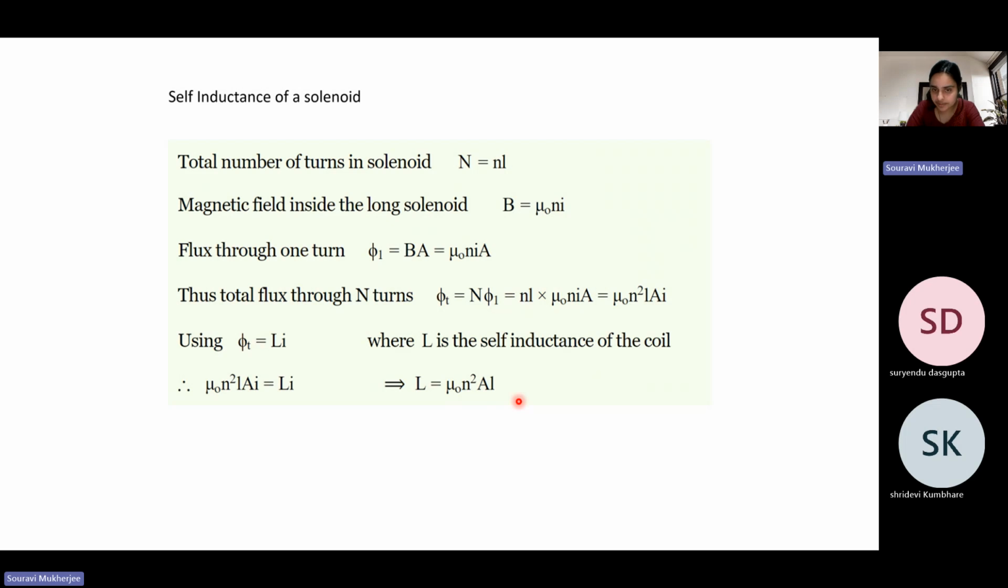So you can see this depends on the dimensions of the coil, what is the area, what is the length, what is the number of turns, and the medium that is there. So this formula is for the case where the medium inside the coil is free space. If the medium is something else, the permeability will change. So this mu 0 will be replaced by the permeability of that medium. So basically we'll have mu there, not mu naught.